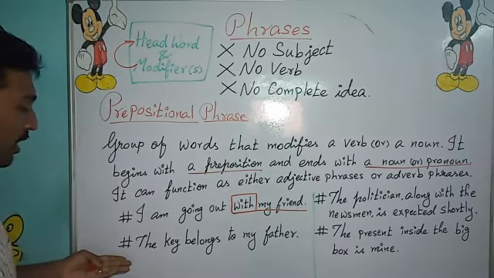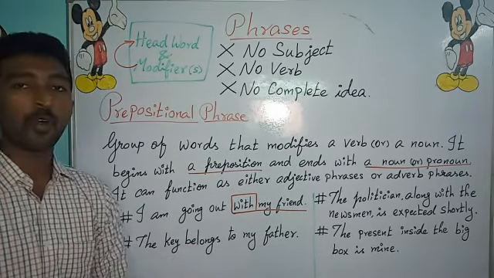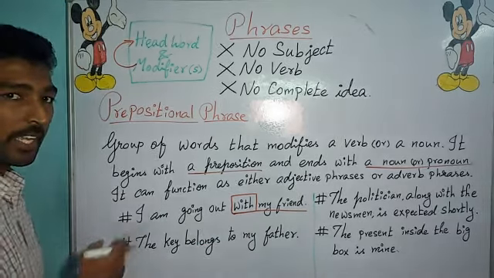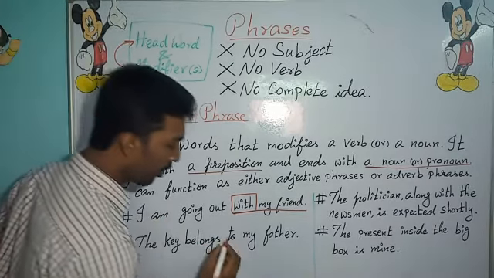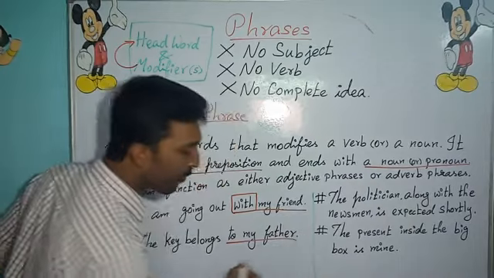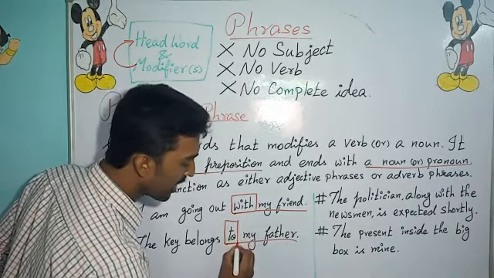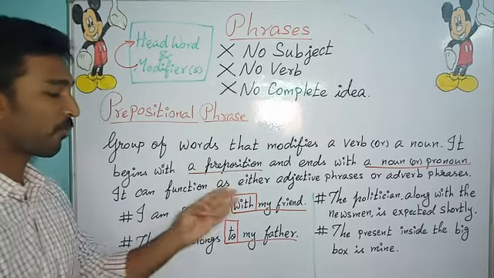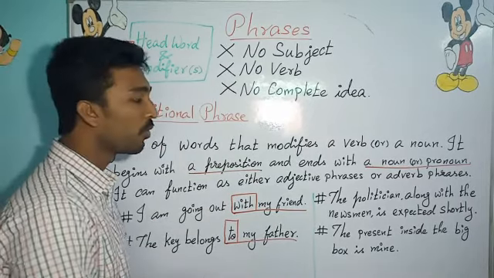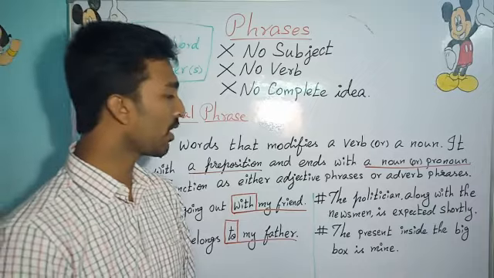And the next one, the key belongs to my father. I hope you have found it. To my father is the prepositional phrase and to is the head word here. My father, it ends with the noun. And let's move to the next one.